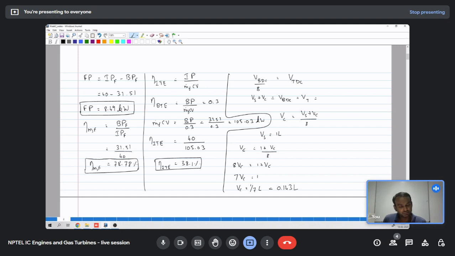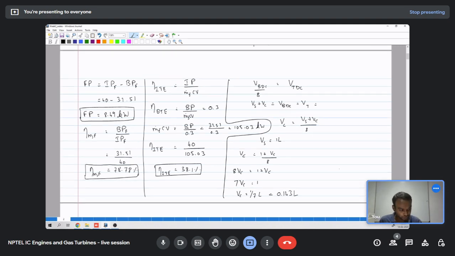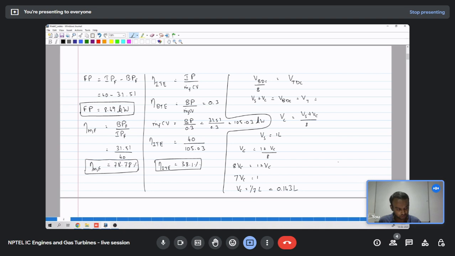And we were told that during compression the in-cylinder volume decreases by 8-fold. So using this we calculated the clearance volume is 0.143 liters, as the swept volume is 1 liter as given in the problem. If you have any questions, I can answer now, or I can move on to the next problem.